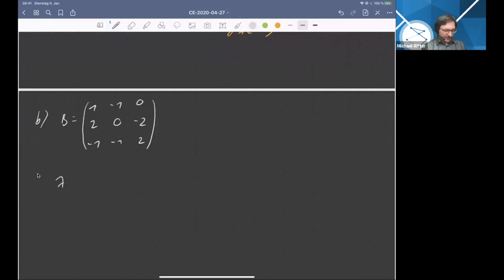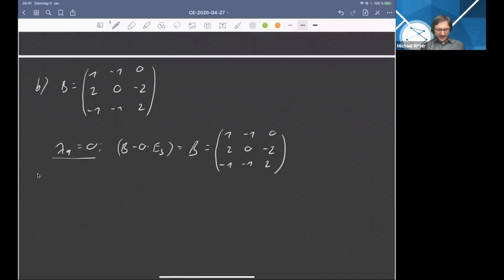So let's start with lambda 1, that's 0. In this case, we just need to look at the matrix B minus 0 times E3, which is just the same as the matrix B itself. Let's write that down once more, and then we need to compute the kernel for that. To do that, we are doing Gaussian operations again. So we're choosing this as our first pivot element. We're subtracting 2 times row 1 from the second row, and adding row 1 to the third row to get zeros in these positions.